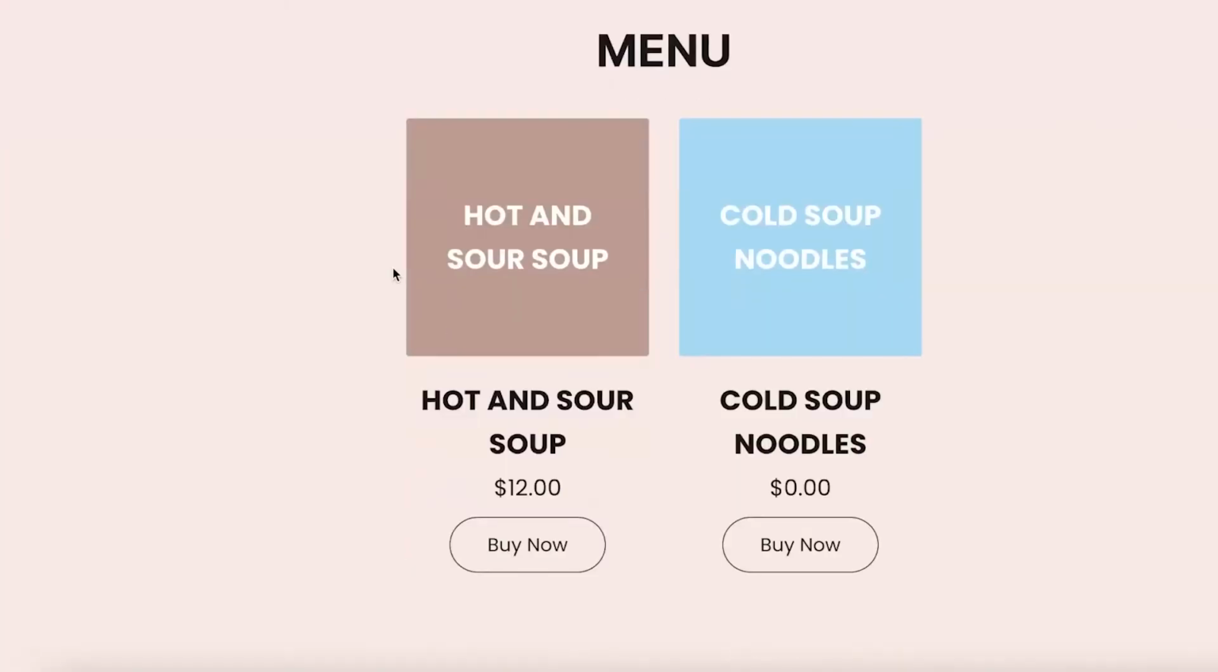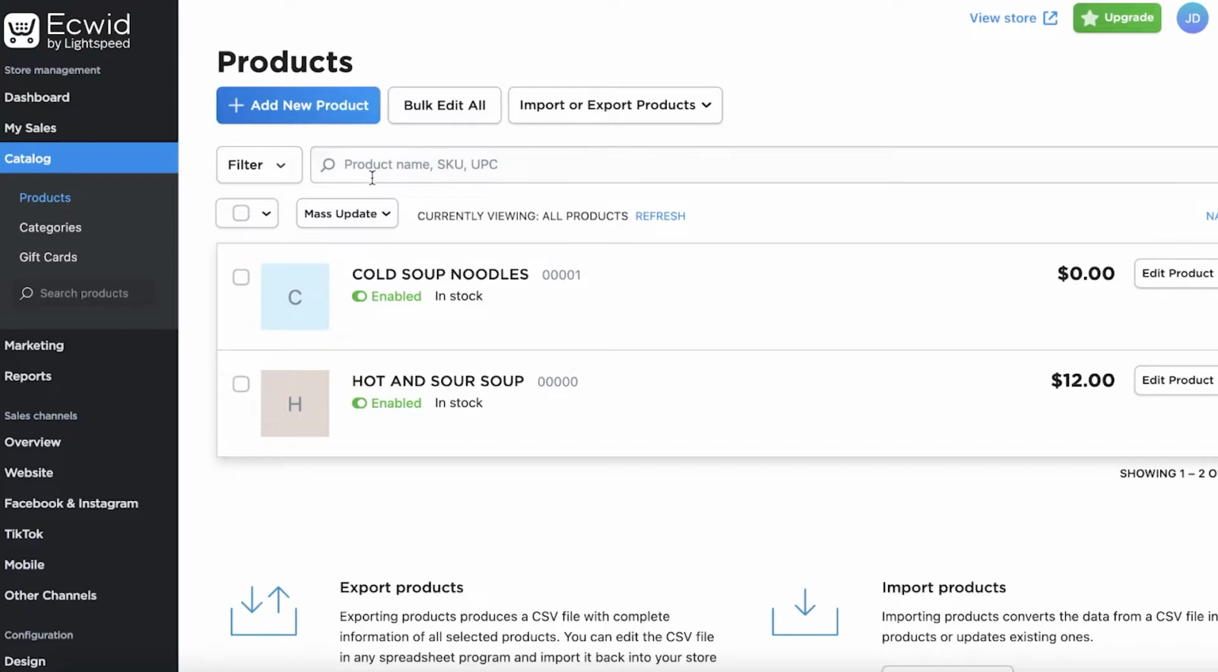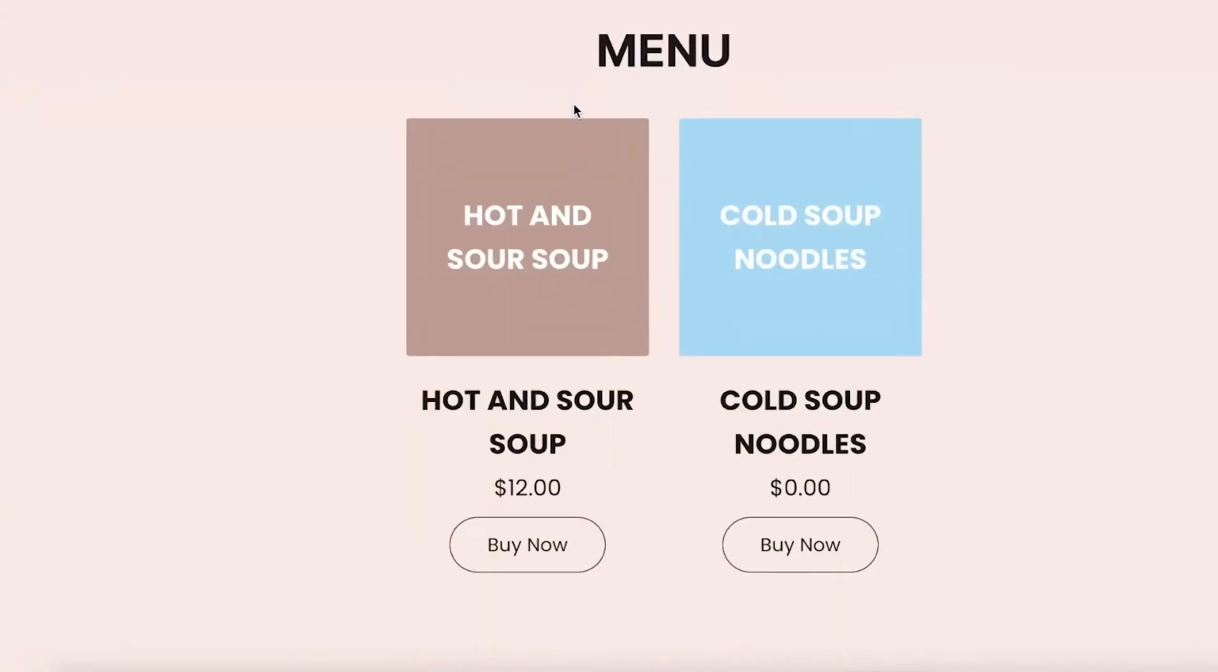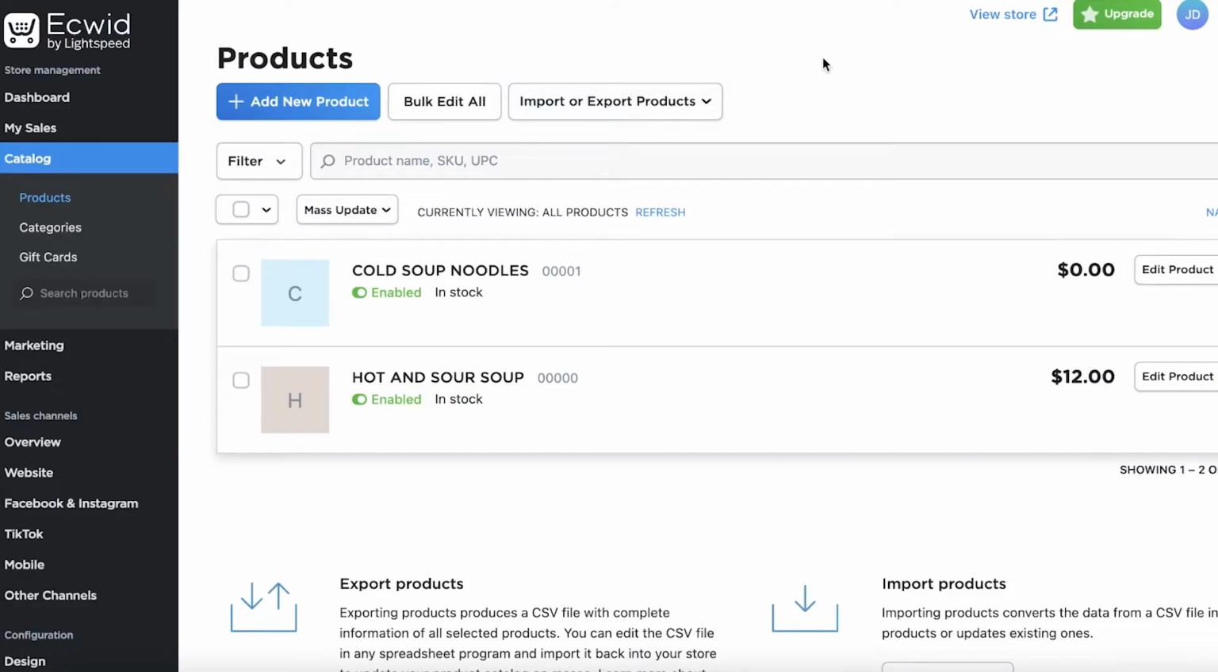Now if I go back onto my online store and refresh my store over here, you can see my menu has been changed. As soon as I enter my products on my actual Ecwid dashboard, my products are automatically updated on my website. So this is how easy it is to set up your basic little e-commerce store using Ecwid.